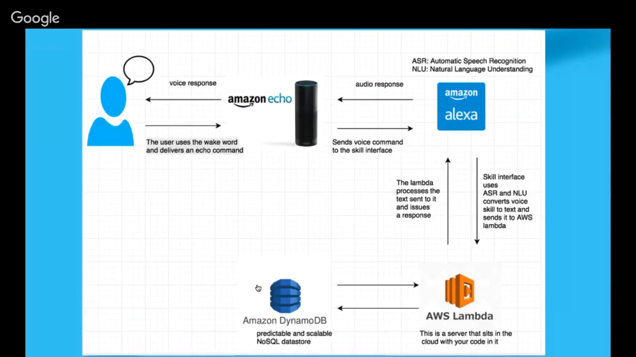So Lambda is the one connecting with DynamoDB, that's the database I had used, and the email service. And when it makes a response, it sends it back to the Alexa Skills Kit. The Alexa Skills Kit again takes that text response from Lambda, converts it to voice, and sends it back to us.